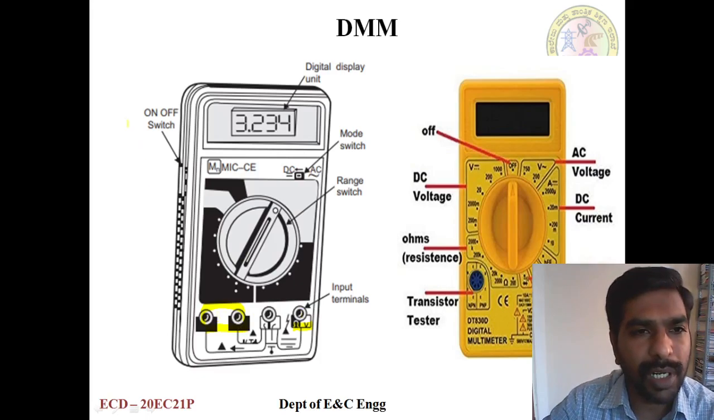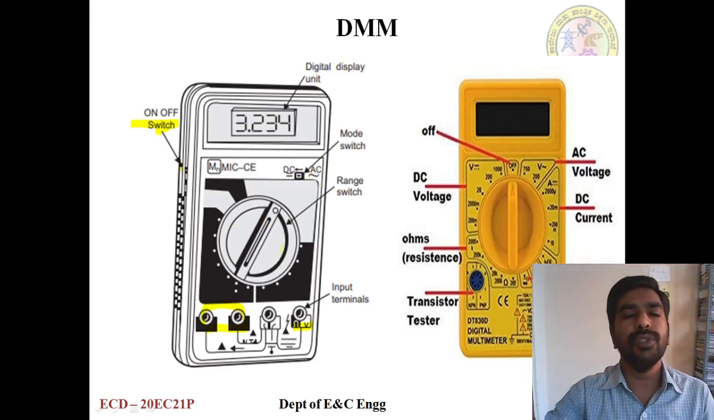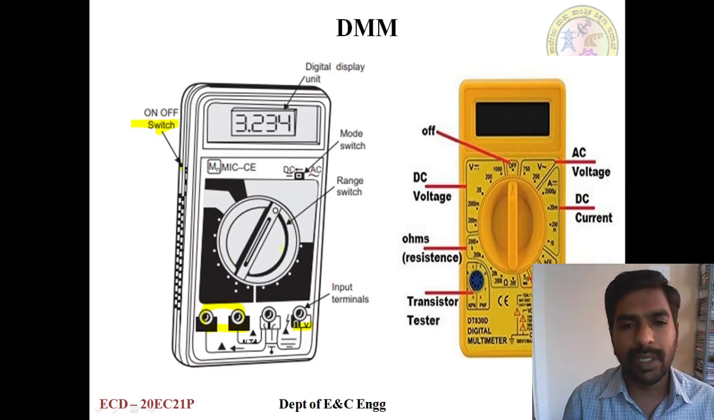This is about the input terminal, and there is an on-off switch. Here we can switch on and switch off the display section, and we can switch either DC or AC. And this is a range selector. Different ranges of values are available while measuring.